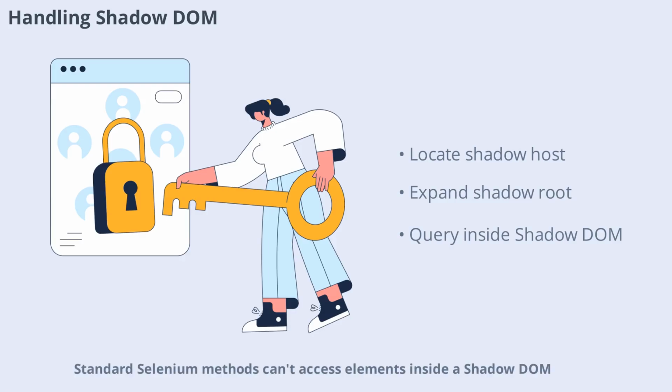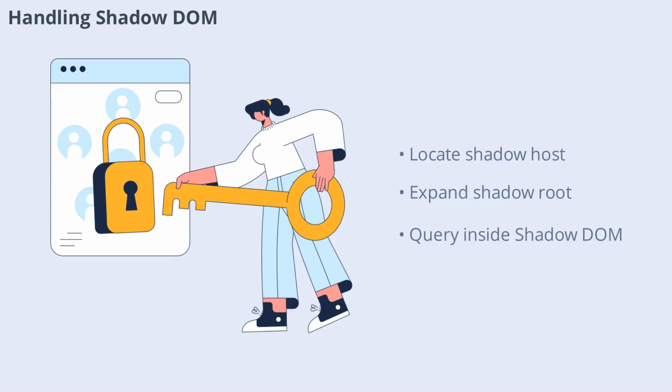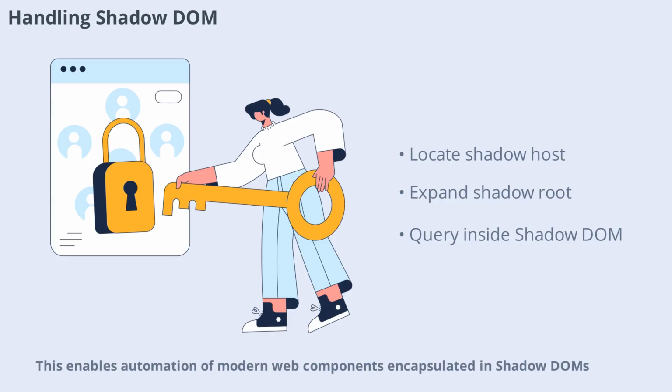Standard Selenium methods can't access elements inside a shadow DOM. To interact with these elements, first locate the shadow host, expand its shadow root using JavaScript or Selenium 4's getShadowRoot, and then query within the shadow root. This enables automation of modern web components encapsulated in shadow DOMs.